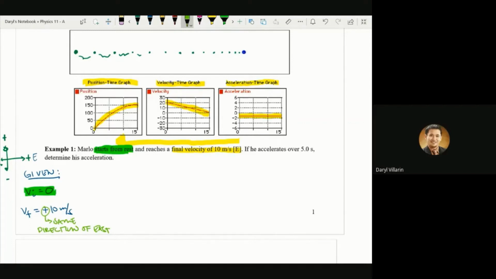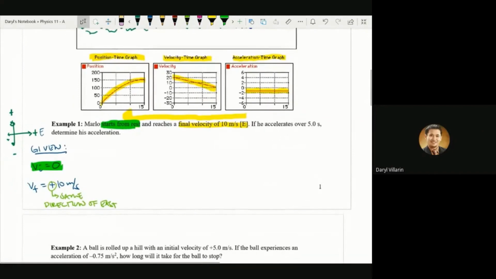And for the time being, we'll just be dealing with one-dimensional motion, so it's much easier because you will not have to deal with north and east or something like that. It's just east or west or vice versa. So much easier to just indicate that, okay? And then if he accelerates over 5 seconds, that 5 seconds is your delta t, or just t, 5.0 seconds. Now we need to identify the acceleration. So I can just write that a is being asked.